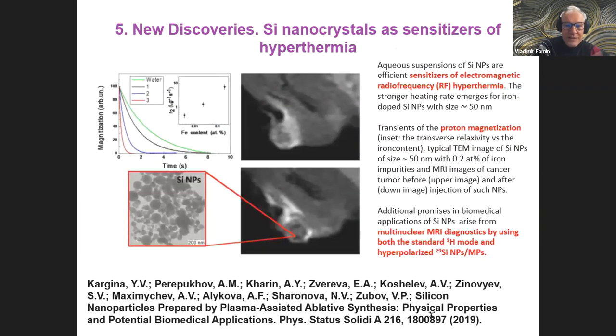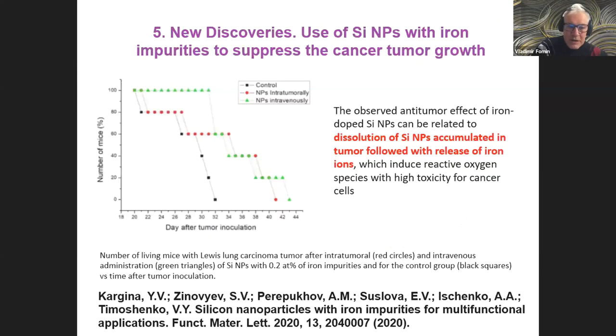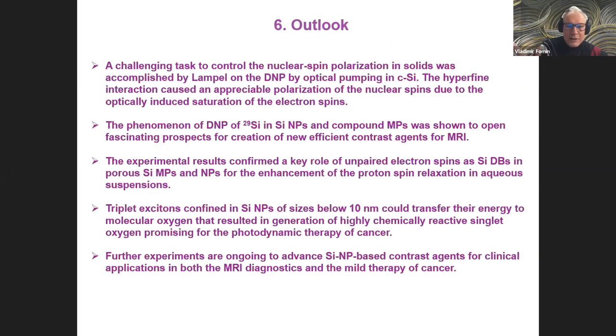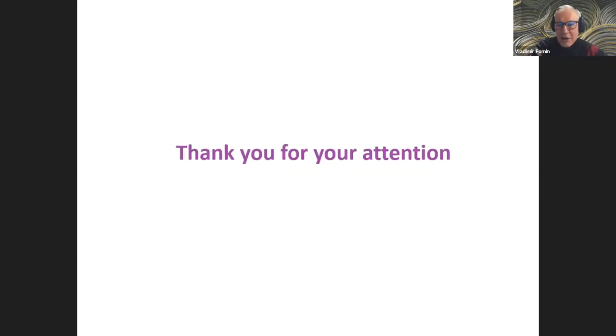And this is my last slide. Silicon nanocrystals have also been used as sensitizers of hyperthermia as a therapy for cancer. Again, by introducing silicon nanoparticles, one can clearly see the effect of hyperthermia. At this point, I would like to say that the control of the nuclear spin polarization, which was first shown by Lampel, has since developed into a vast area. And I would like to thank you for your attention.